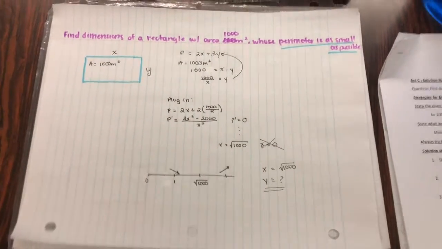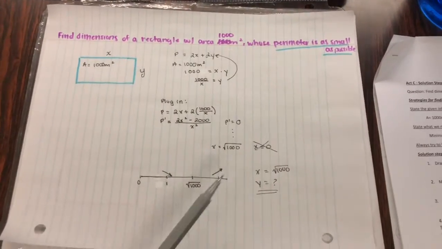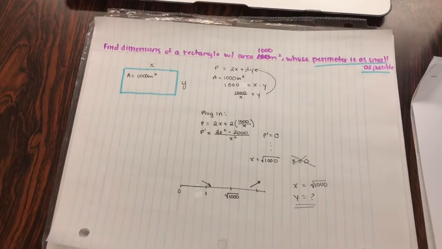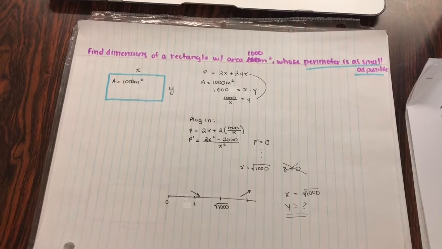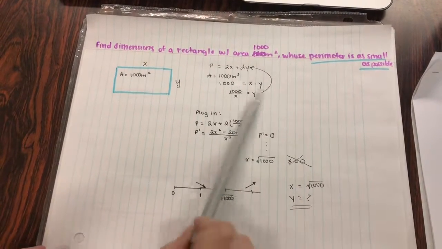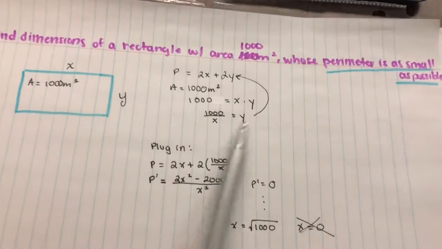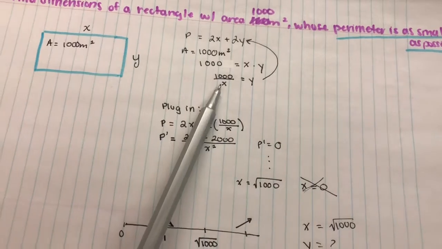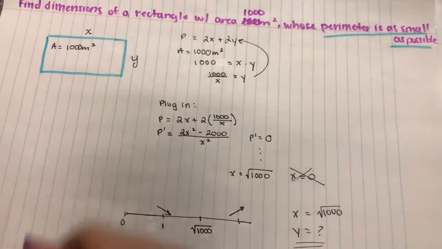Okay guys, now that we know that a minimum actually does occur at that critical point, which is x equals the square root of 1,000, we can find y. Now, where do we actually plug y into? Well, we plug into the constraint expression that we made earlier. So 1,000 over x equals y. Just plug in our critical point of the square root of 1,000 right here, so we can get our x and y dimensions, which are the length and the width.